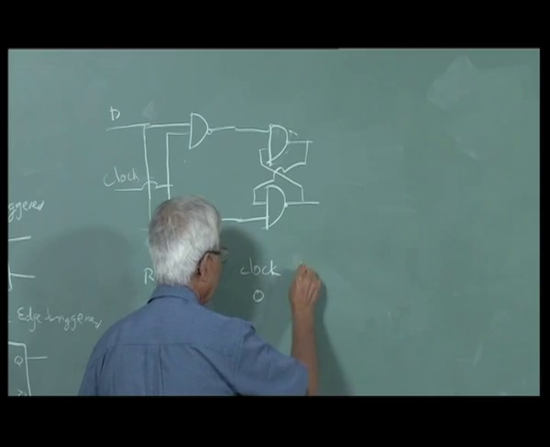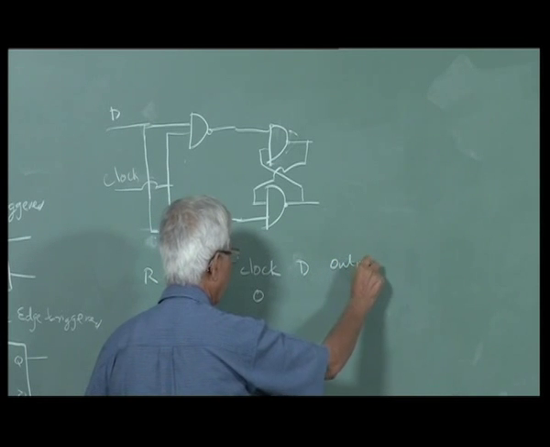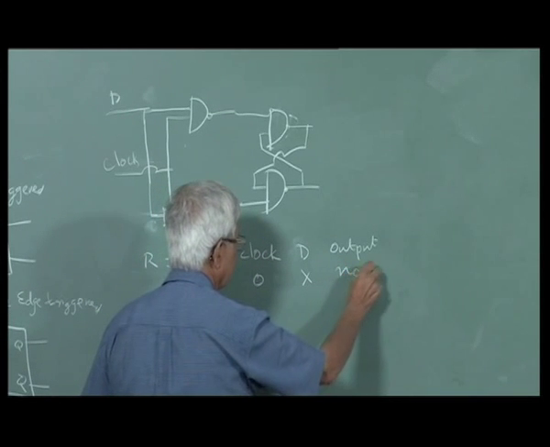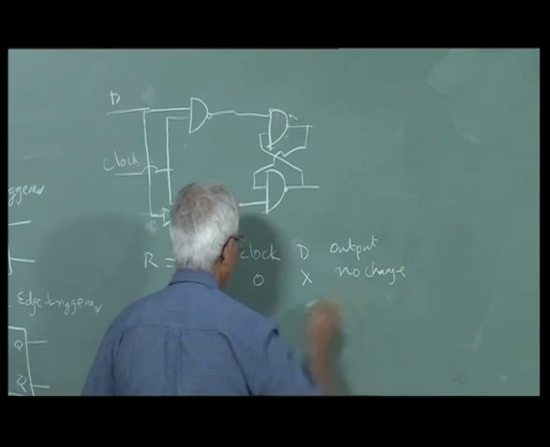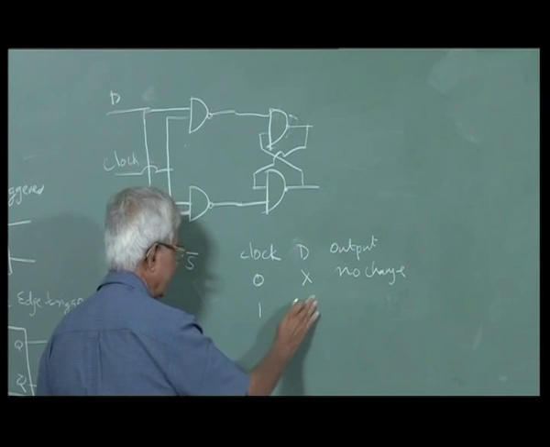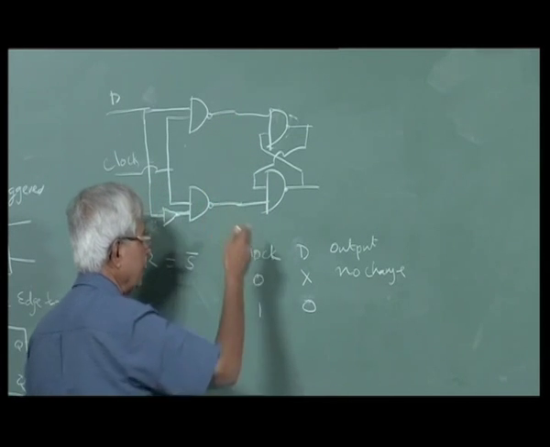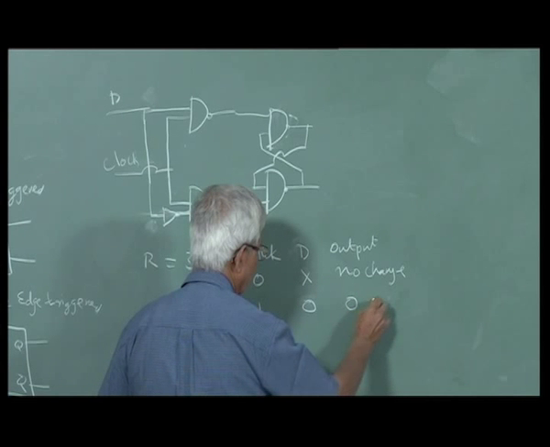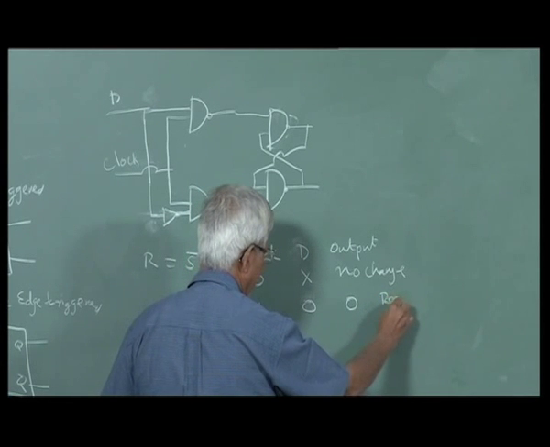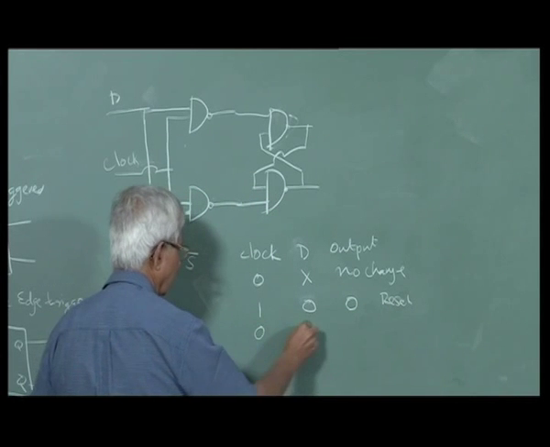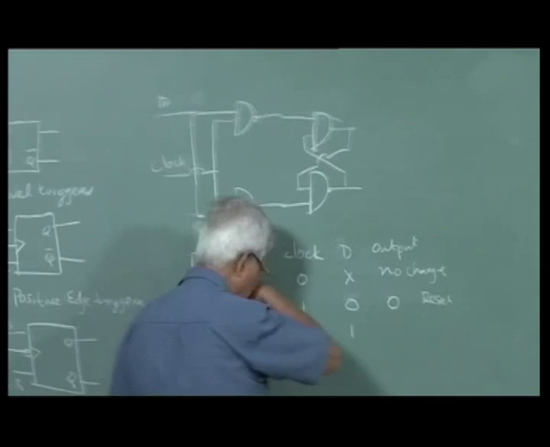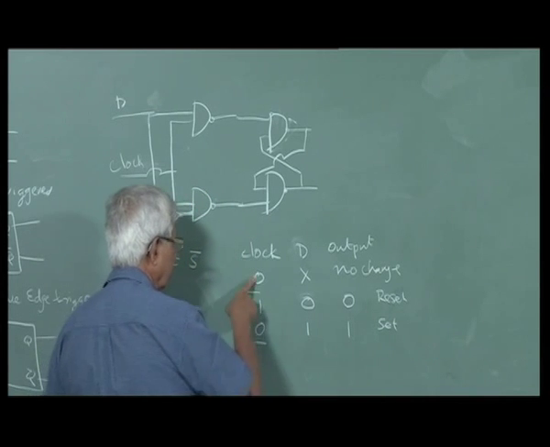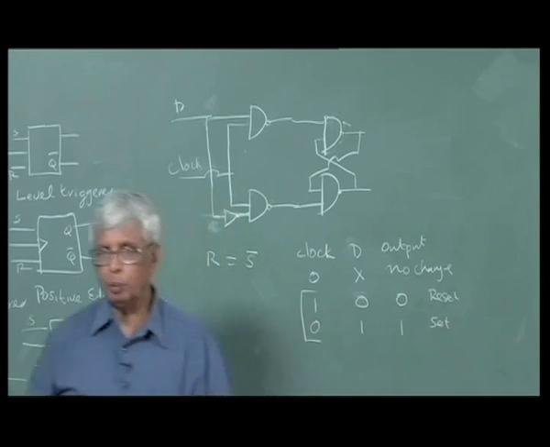Input D, output. If clock is 0, input doesn't affect the output, no change. If clock is 1, if D is 0, this is 0 and this is 1, it is reset condition, so output is 0, which is reset. If D is 1, it is set. So either I can set the flip-flop or reset the flip-flop or make no change. Both of them being 0 or both of them being 1 cannot occur.